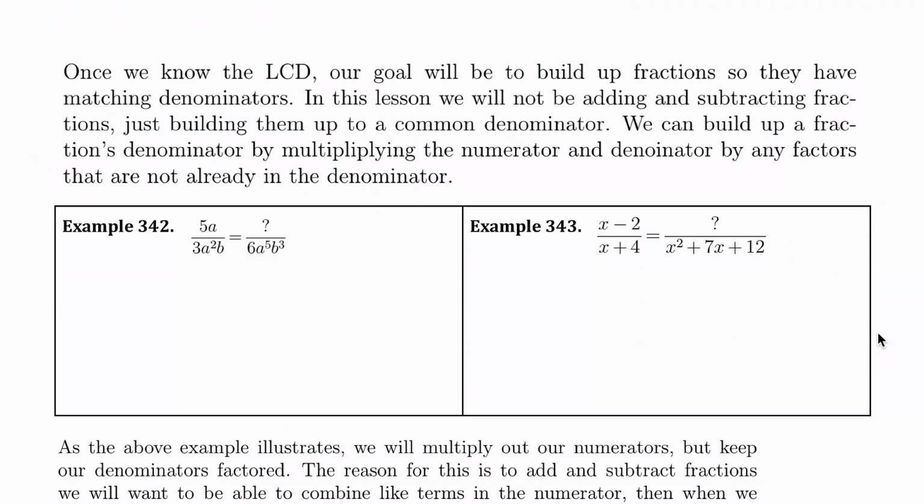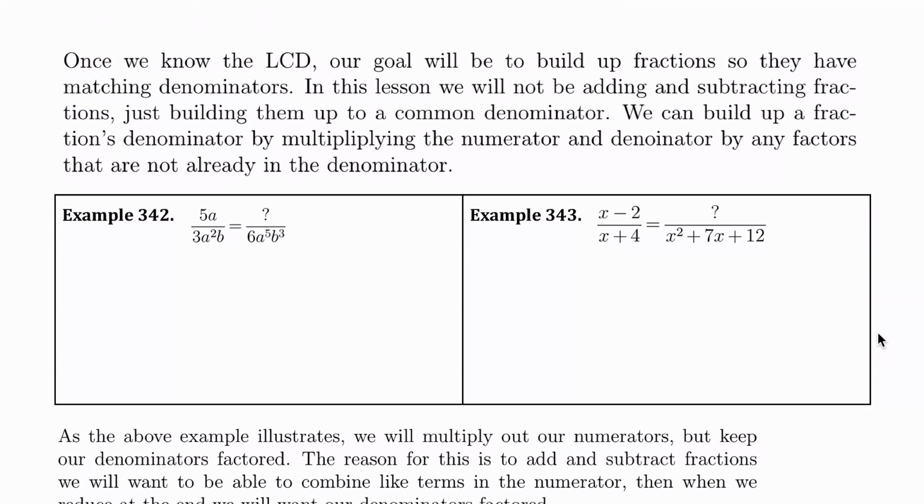All right, so on this next group here, it says once we know the least common denominator, what we're going to use that for is we're going to build up some fractions so that they have matching denominators. And we're going to use that in the next section when we start adding and subtracting those. So in this lesson, we're not going to actually be doing the adding and subtracting. We're just going to work on building up fractions so that they do have common denominators.